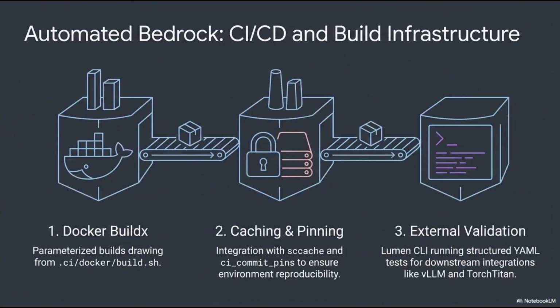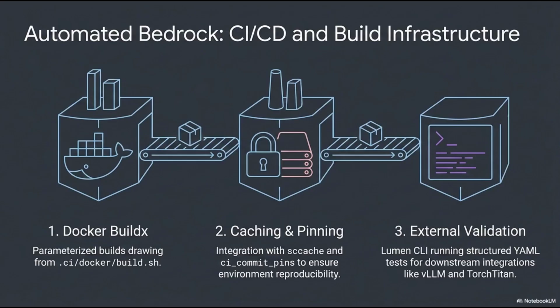This slide outlines the three-stage process for automated CI/CD and build infrastructure. The journey starts with Docker BuildX, where parameterized builds are executed, drawing their specifications from the .ci/docker/build.sh script. This ensures a consistent and controlled initial build environment.